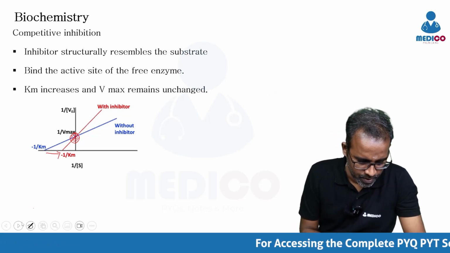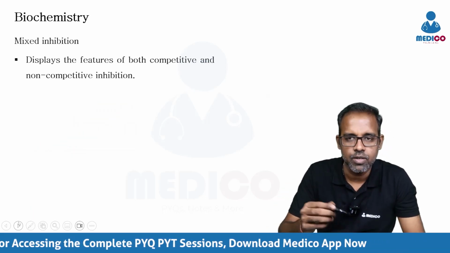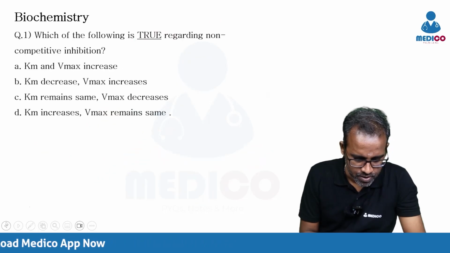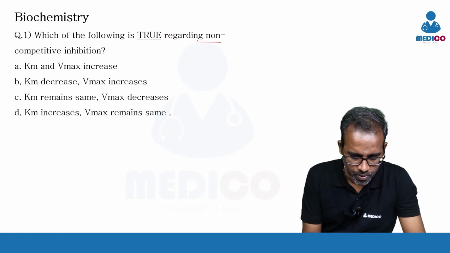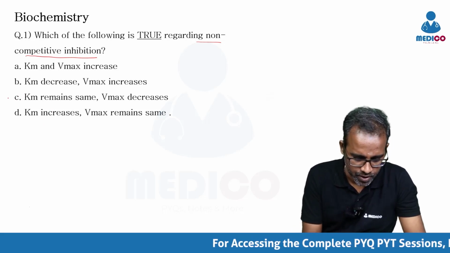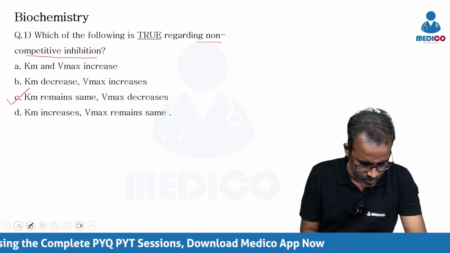Okay. So there's something called mixed inhibition, which displays the features of both competitive and non-competitive inhibition. So the answer is C. In non-competitive inhibition, there won't be any change in Km, but the Vmax will decrease. So the answer is C. Okay. Let's go to the next question.